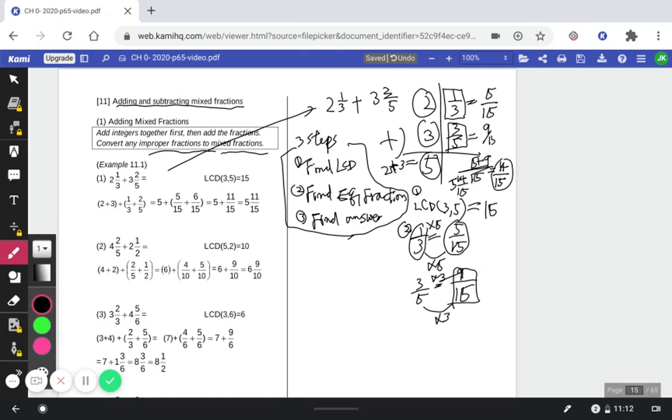I wrote the question wrongly. It was 3 and 2/5, but I wrote down 3 and 3/5. So that's why I got a different answer. But that's how you do that.